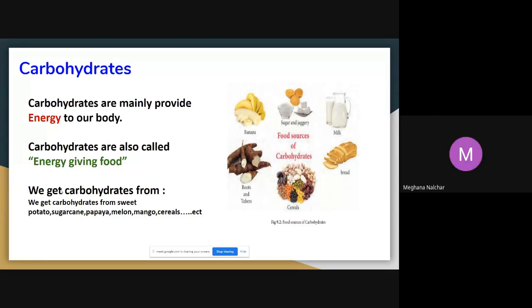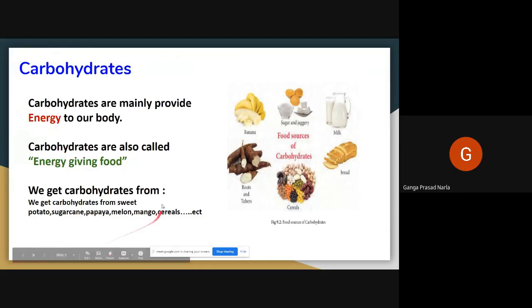Sugarcane, papaya, melon, watermelon, mango, cereals. We get carbohydrates from these materials. There are a number of things, but we learn some of them. So what are those?